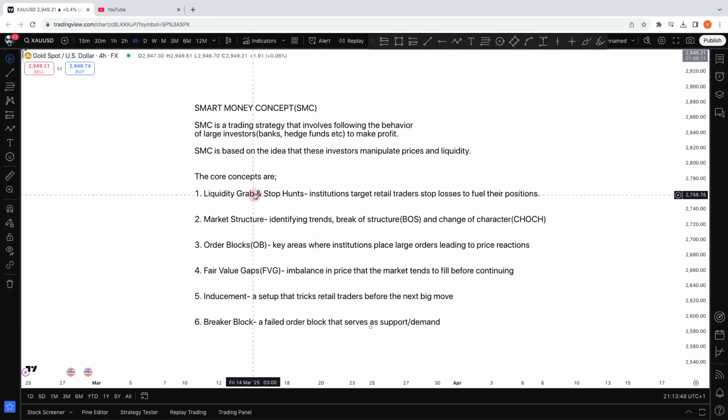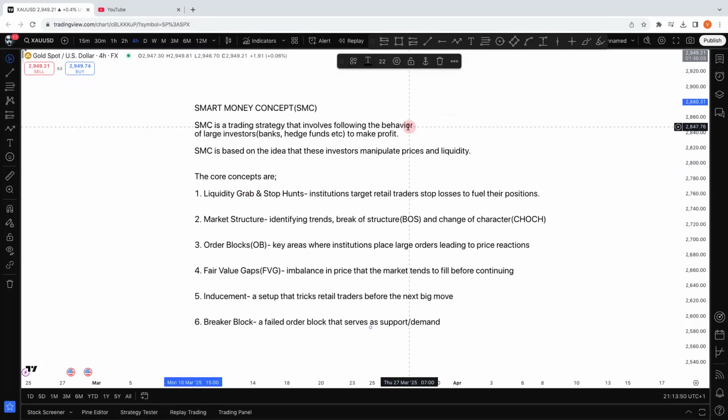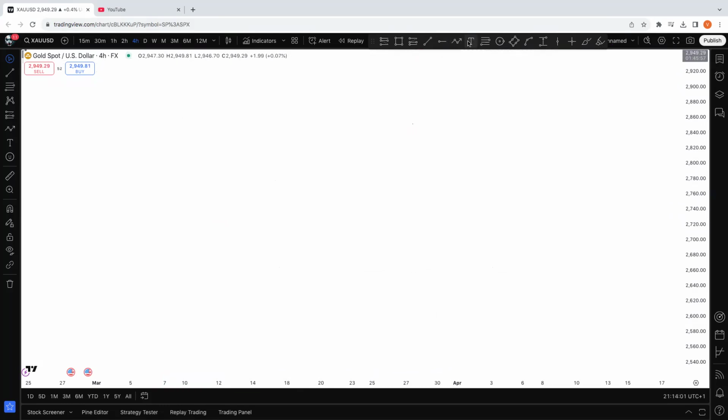Now, let's look at each of these concepts one after the other, and afterwards, we are going to combine all of them to pick quality trades. So ensure you watch this video to the very end so you can have a very deep understanding of these concepts. We'll start with liquidity.